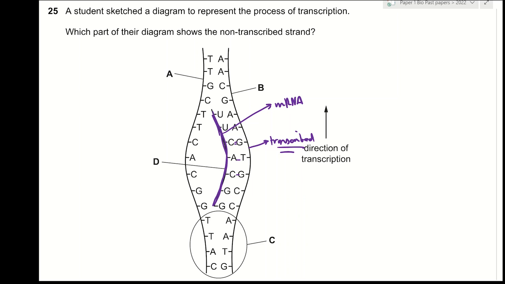So this is the transcribed strand. Now, the one opposite to the transcribed strand is going to be the non-transcribed, or the non-template strand. So the one that the mRNA binds to is the template, and the one opposite is the non-template strand or the non-transcribed strand. Therefore, the answer is going to be A.